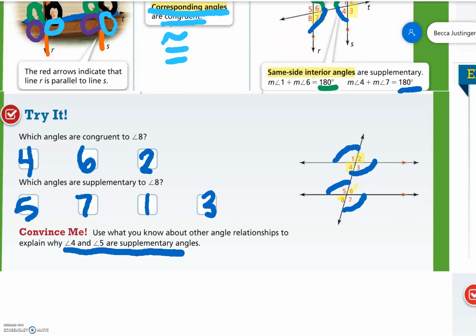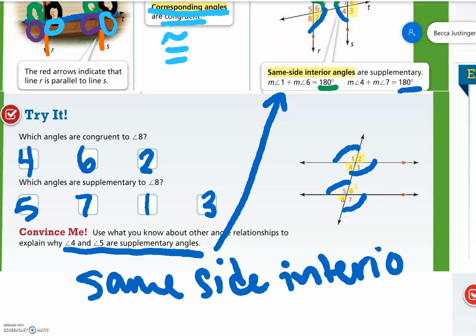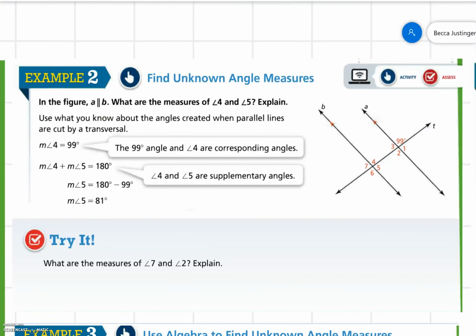4 and 5 are supplementary because of what we learned right here. They are same side interior. They're on the same side and they're both on the inside. Same side interior angles are supplementary.